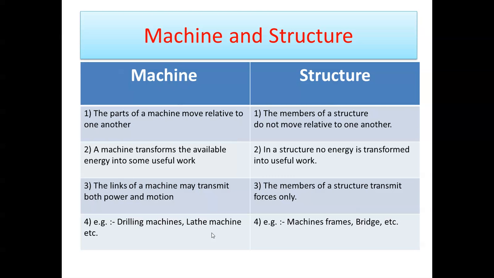Third, we can say that the links of a machine may transmit both power and motion, but in a structure, only forces can be transmitted. For example, drilling machines and lathe machines are examples of a machine. Then machine frames and bridges are examples of a structure.